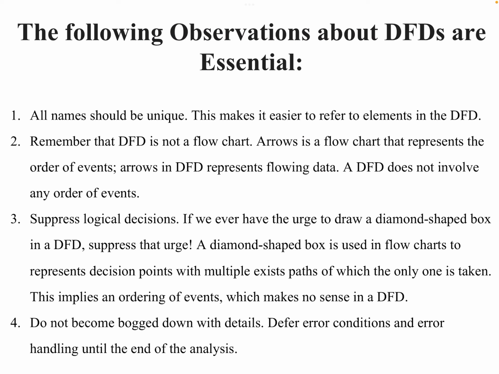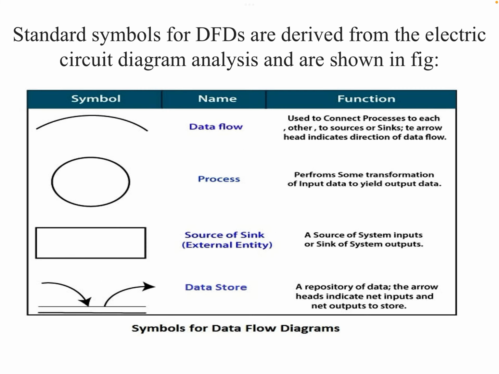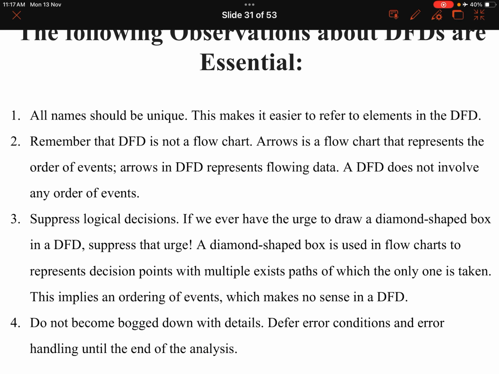Remember that a DFD is not a flowchart. Arrows in a flowchart represent the order of events. Arrows in a DFD represent the flowing data. So in a flowchart, the arrows will represent the order of events.